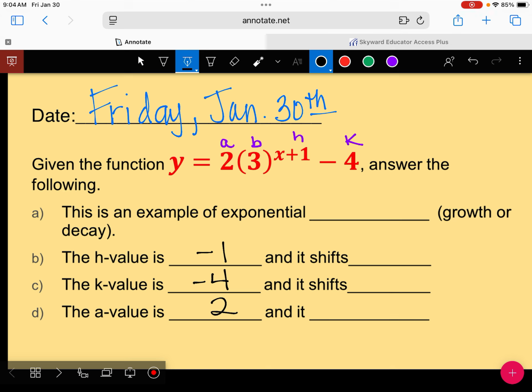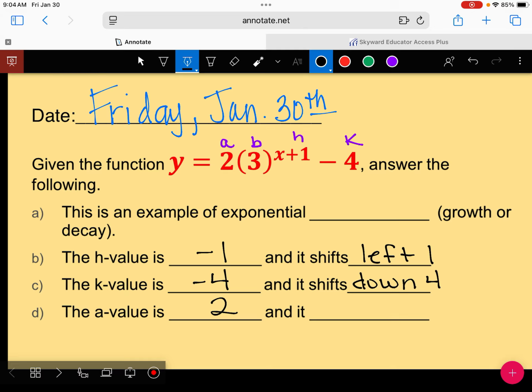So let's start with H being negative 1. What does that make our graph do? Left, right, up, or down? Left. Left 1. K is negative 4. What does that make our graph do? Down 4.